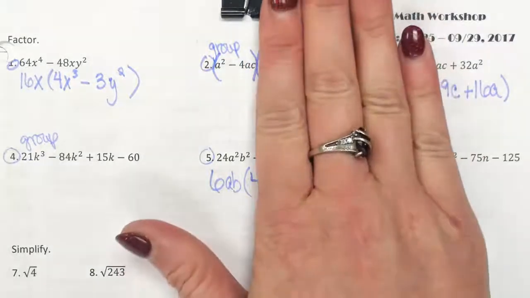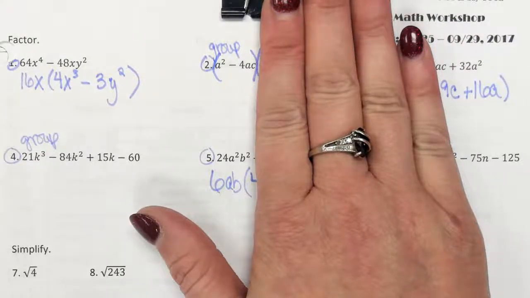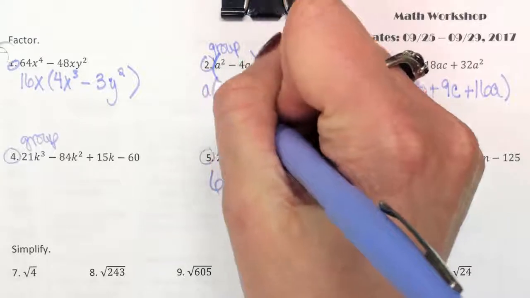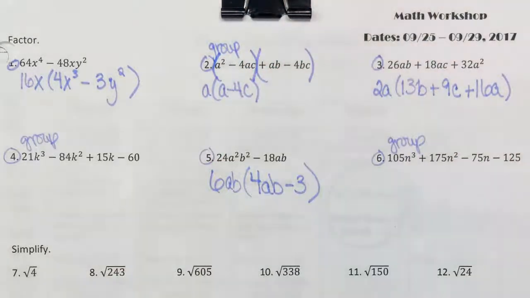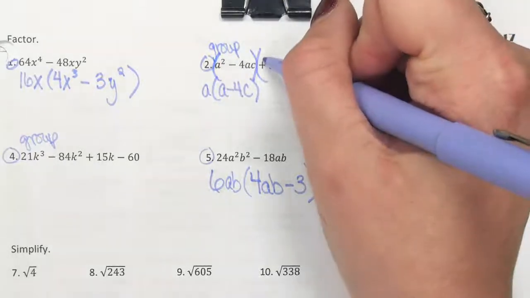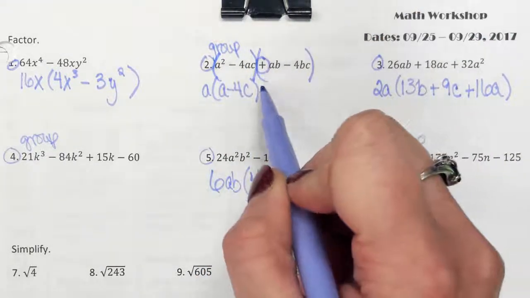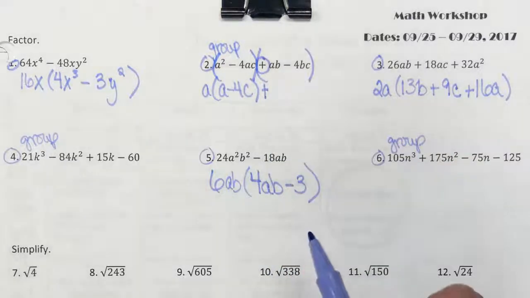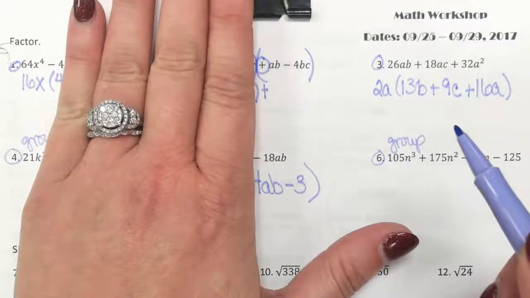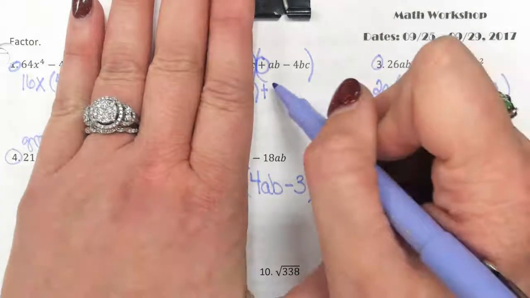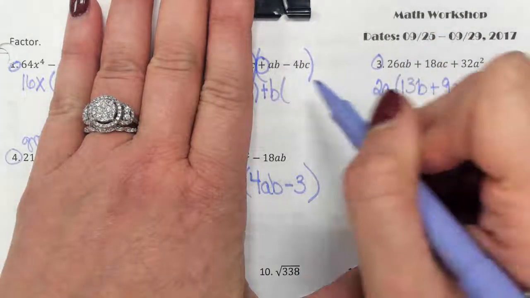All right, cover up the second 2. What do the first 2 have in common? They have an A. Very good. So you can take out A, which leaves you with A minus 4C. All right, this sign right here is very important. That tells you what to bring down. You're going to bring down a plus sign. Okay? And then what do the second 2 have in common? They have a B in common. Take out a B, what do you have left?